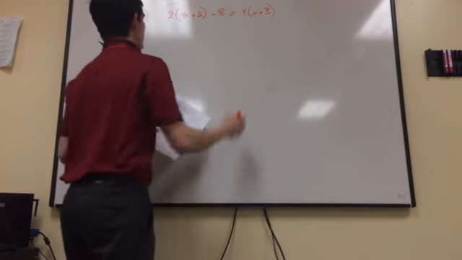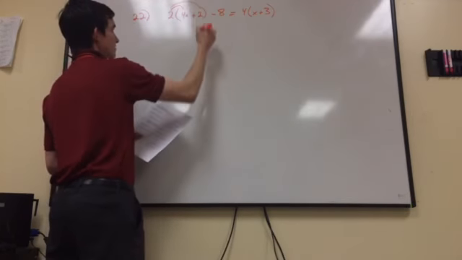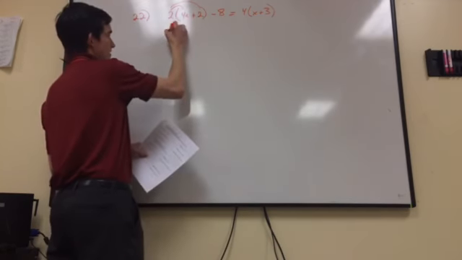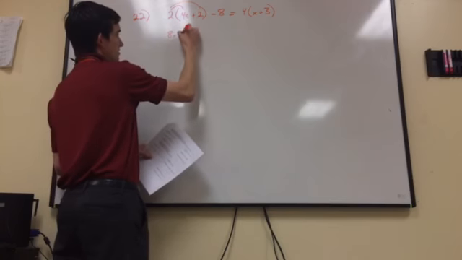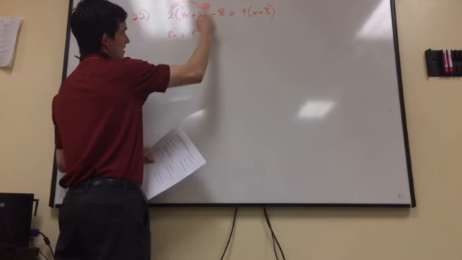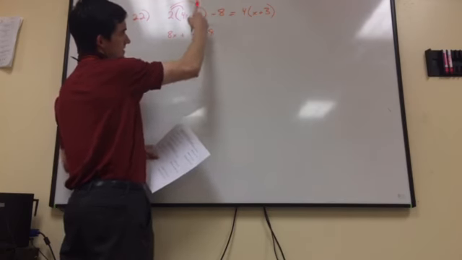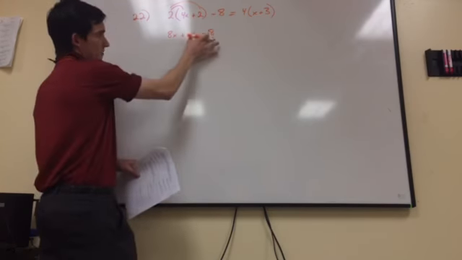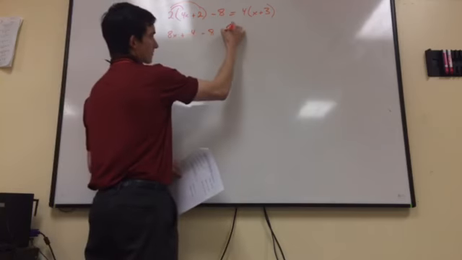Start off by distributing. 2 times 4x, 2 times 2. So 2 times 4x is going to be 8x. 2 times 2 is going to be 4. I have a minus 8 here. So notice I'm not distributing onto that minus 8 because it's not inside the parentheses. So I'm going to combine like terms here in a second.